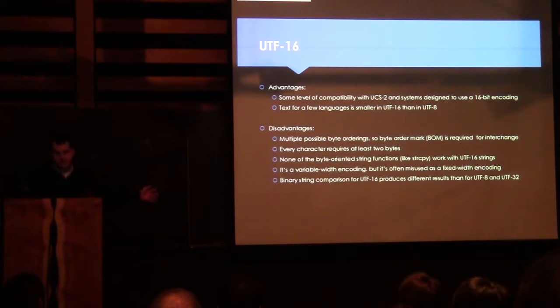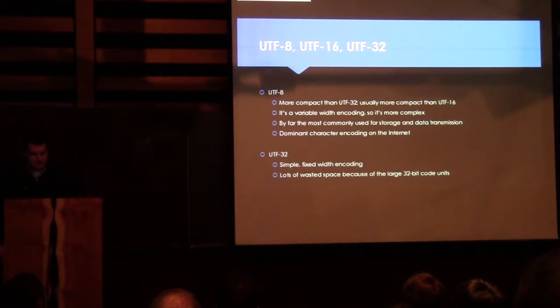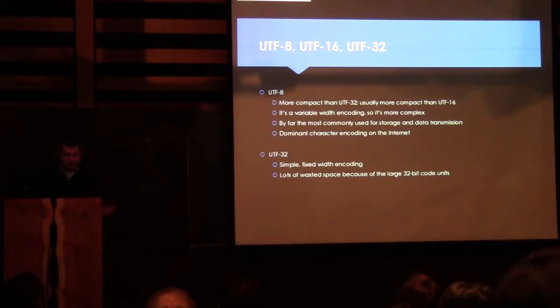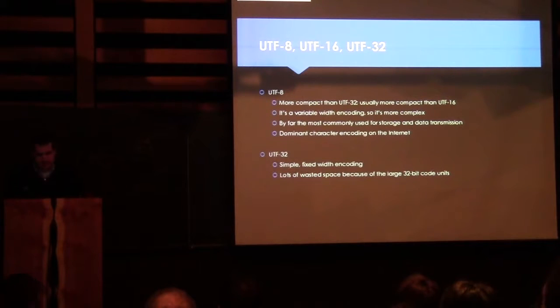All right. So UTF-16 again has a lot of the disadvantages. UTF-8 is more compact than UTF-32 in all possible cases. It's a variable width encoding, so it's more complex, but it's by far the most commonly used for storage and data transmission, and it's the dominant character encoding on the internet. I found a study online that found that out of the top 10,000 websites, 78% of them used UTF-8, and it was 65% out of the top million websites. Many of the others were using either specific encodings for different regions or other things like that.